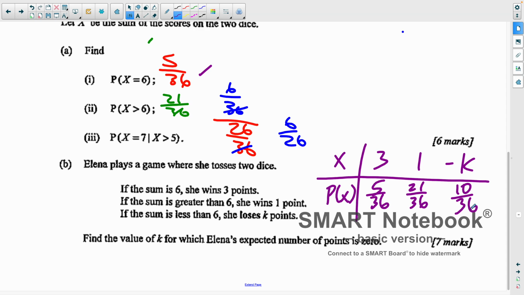Now, it says find the value for K, which Elena's expected number of points is 0. This is a fair game. So if I were to do expected value, I would get expected value to equal 0. So how do I find expected value? I multiply the result times its probability, result times probability, and that should equal the expected value.